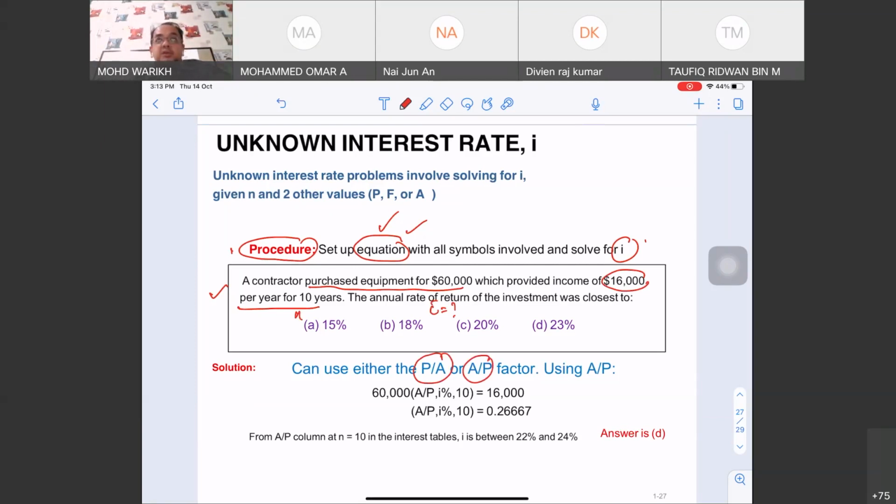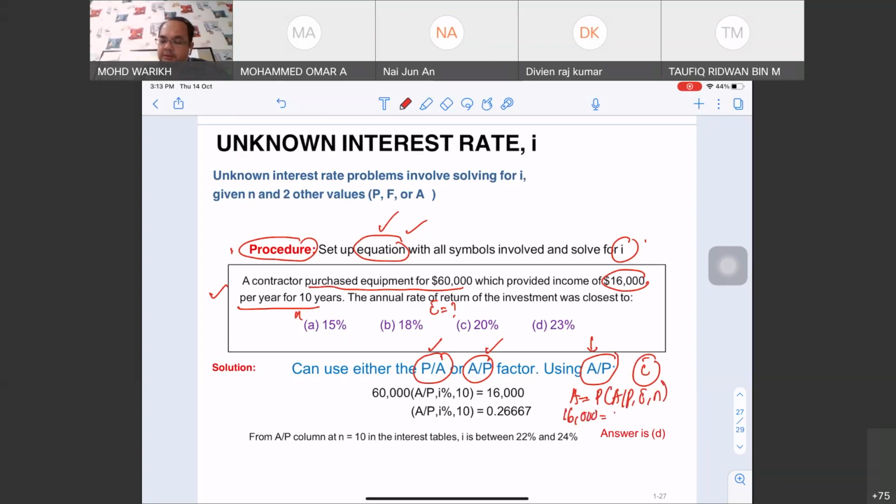No question, because we have to find i. But make sure that the formula is used the correct way. If you use P over A, make sure that the formula is correct. Or A over P, the formula is correct. So in the example here, we're using A over P. That means A over P, where A is 60,000.